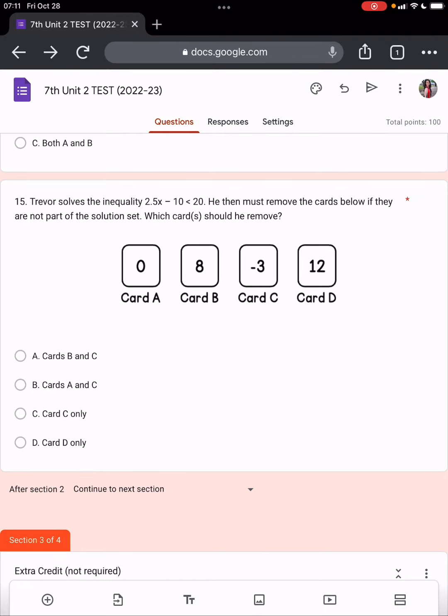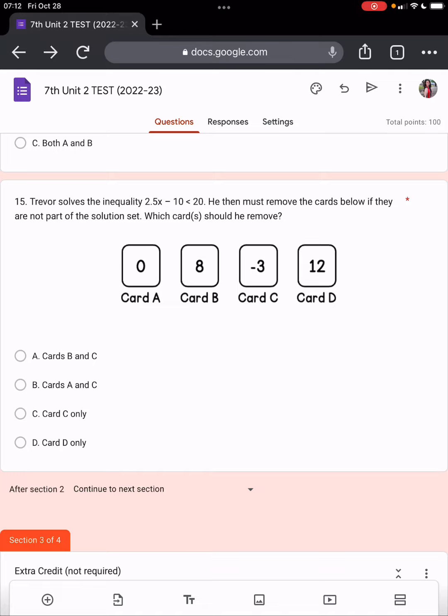Number 15. Trevor solves the inequality 2.5x minus 10 is less than 20. He must then remove the cards below if they are not a part of the solution set. Which card or cards should he remove? Card A is 0. Card B is 8. Card C is -3. Card D is 12.